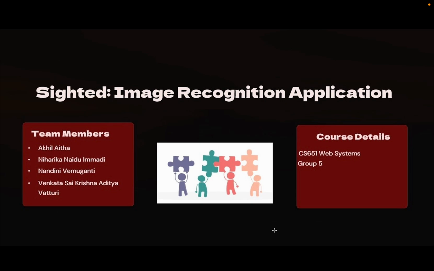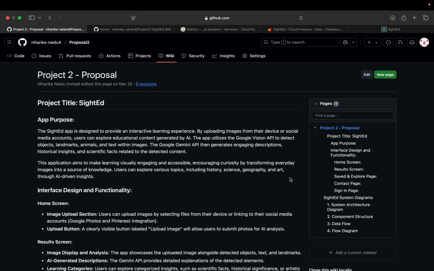We are Team SightEd. Our app transforms user images into interactive educational content using AI. This is our final presentation for CS6Y1 Web Systems. Our team members are Akhil, Niharika, Nandini, and Aditya. So here we go with our presentation.